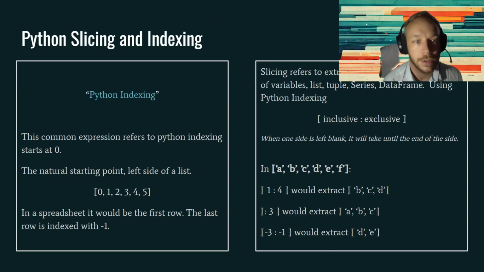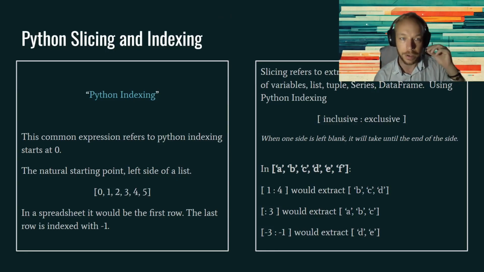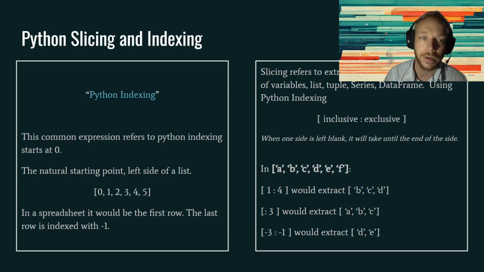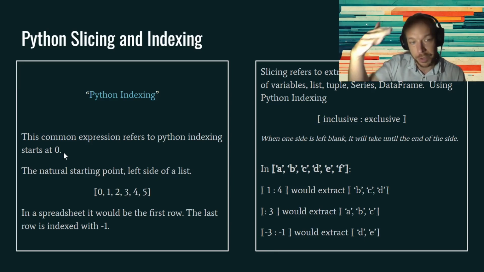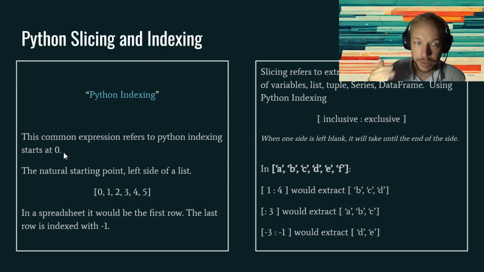Okay, in the next section, I wanted to discuss Python indexing. When we talk about Python indexing, we refer to when we start at zero. That's really one of the biggest differences, that we're starting at zero versus one. Coming from an Excel world, we would start at 1, 2, 3, but in Python we start at zero. So the natural starting point is zero.